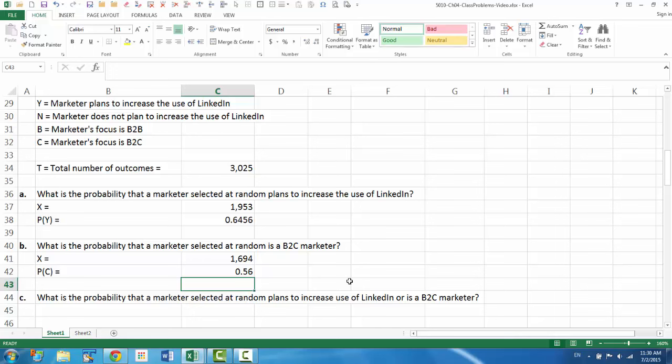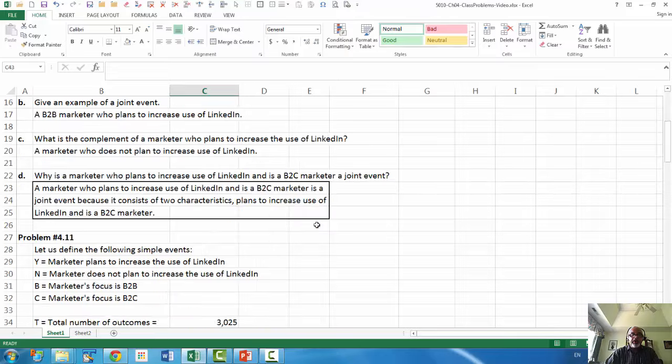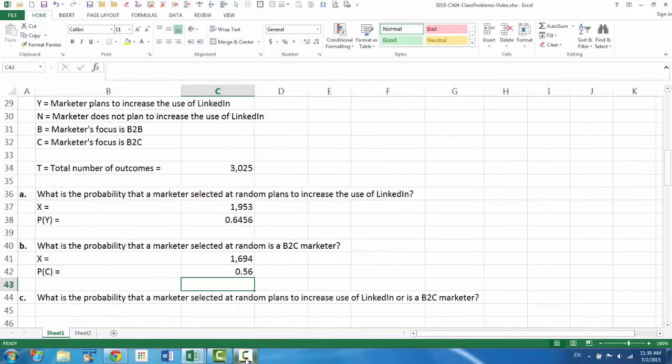This is not a joint probability. A joint probability would be, suppose the question is, what is the probability that a randomly selected marketer plans to increase LinkedIn and is a B2C marketer? That would be a joint probability, and Y and C divided by the total would give you the joint probability. But that's not what we want. We want an either-or probability.